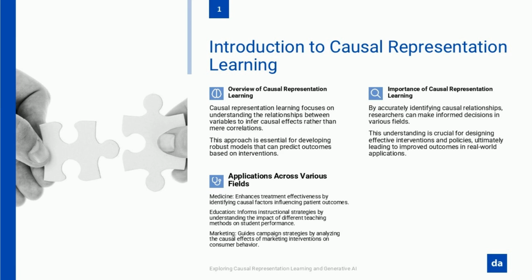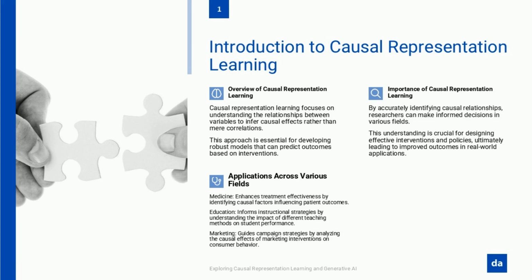Think of traditional AI as a weather forecast that tells you it will rain tomorrow based on patterns in past weather. Causal representation learning goes a step further and tells you what causes the rain, whether it's the low pressure, the warm front, or something else entirely. This deeper understanding empowers us to not just predict outcomes, but also to influence them in meaningful ways.